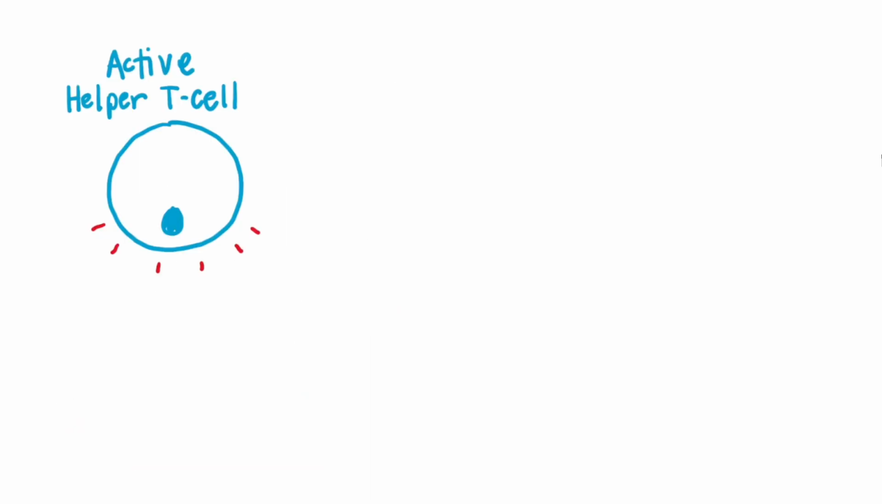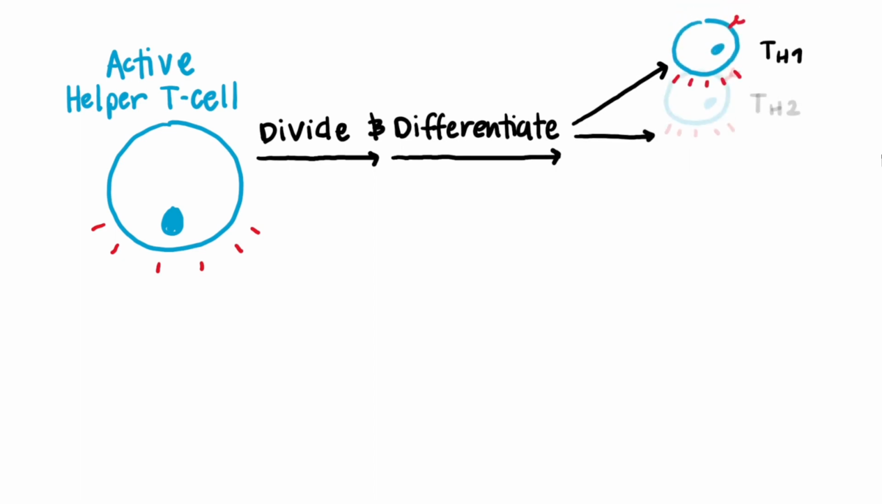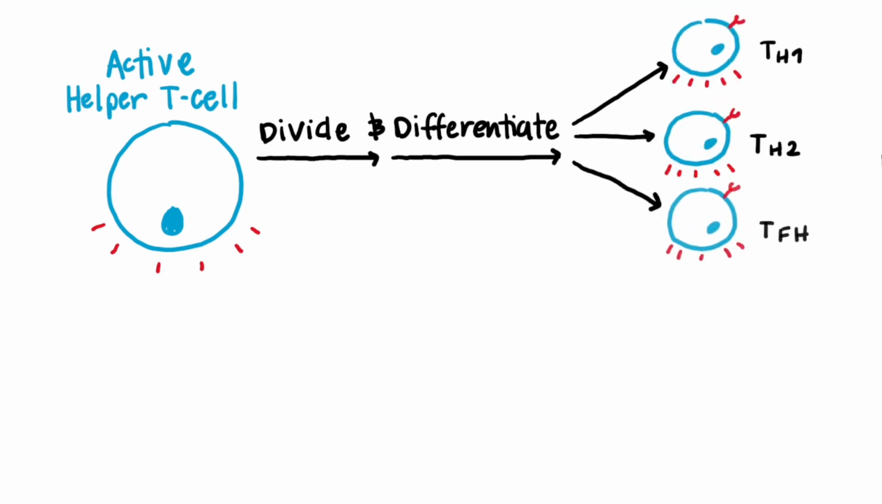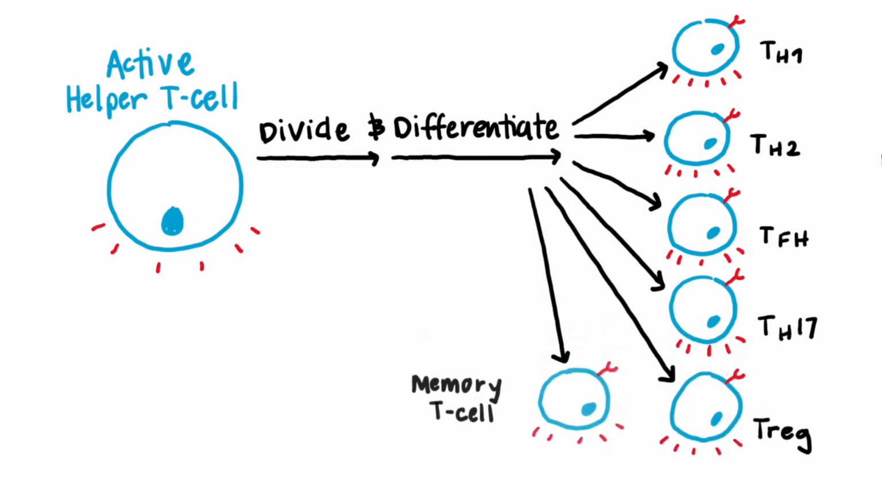This active helper T cell will then rapidly divide and differentiate into many different types of helper T cells with different functions. It will also form memory T cells. The memory cells will stay in the secondary lymphoid organs, like lymph nodes, waiting patiently for a repeat infection with this same pathogen so that they can be ready and act much faster and more aggressively, because these memory cells will only need the initial signal of binding to the antigen to once again become active.